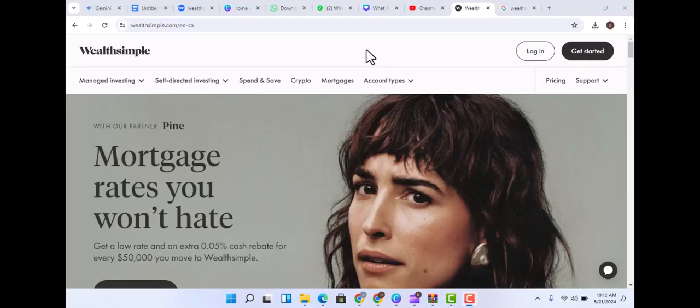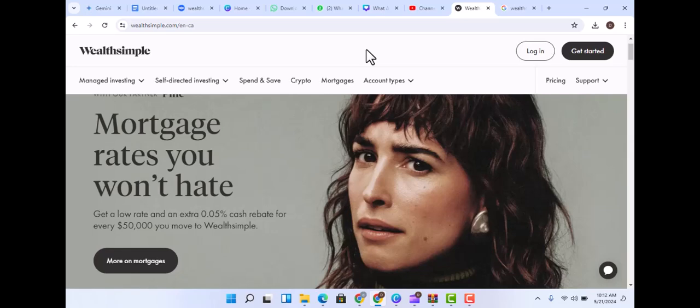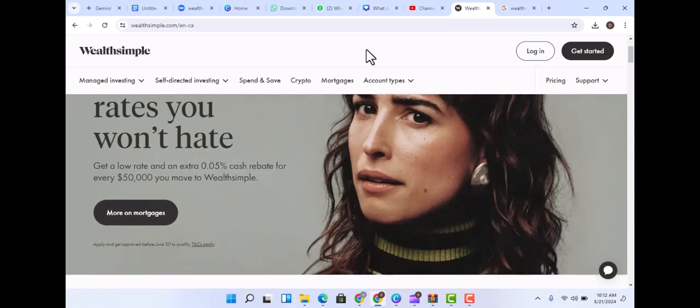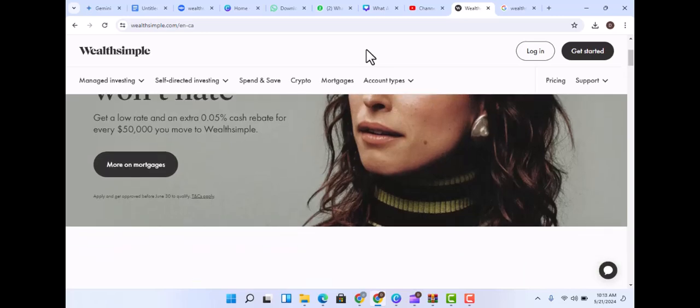So, while you won't see a separate line item for MER on your Wealthsimple statement, it's still a cost that impacts your overall returns. The good news is that Wealthsimple generally uses low-cost ETFs, with MERs typically ranging from 0.12% to 0.15% for their classic portfolios. For their socially responsible investing, SRI, portfolios, which use Wealthsimple's own ETFs, the MERs can be slightly higher, around 0.21% to 0.23%.